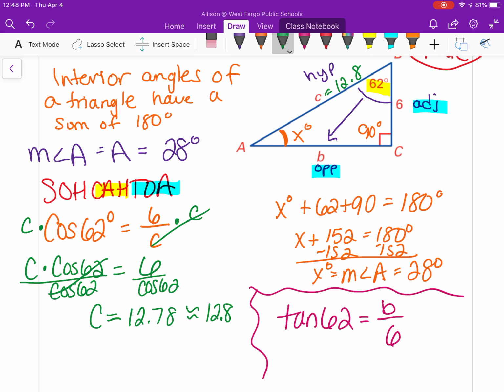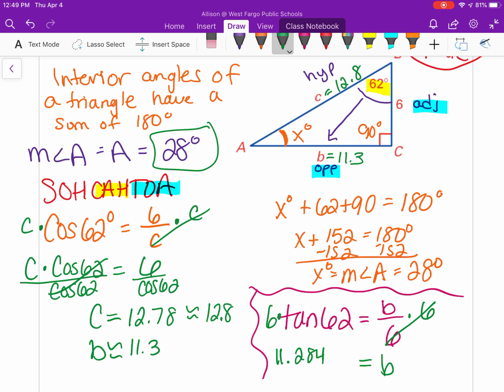This one is one less step because I just have to multiply both sides by 6. And I get B equals 6 times the tangent of 62, again, your calculator does need to be in degree mode, which is 11.284, or I could say B is approximately 11.3. So B is 11.3. Now I've solved the triangle because I have the angle measurement and the two side measurements, and everything else was given.